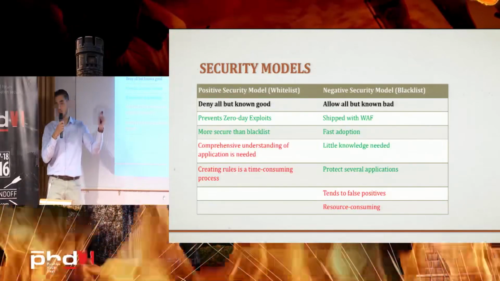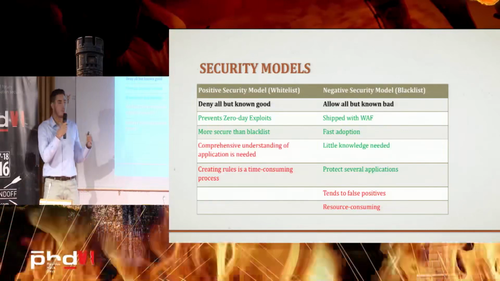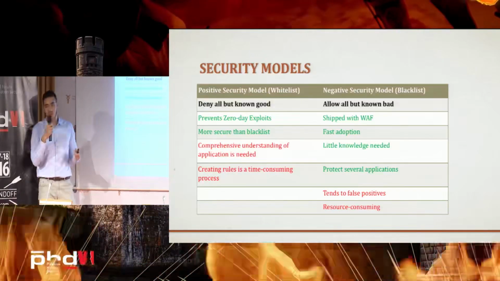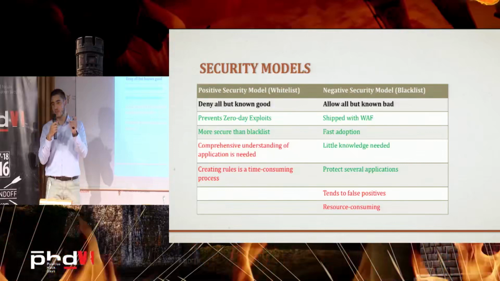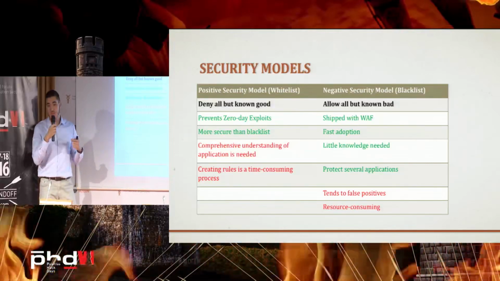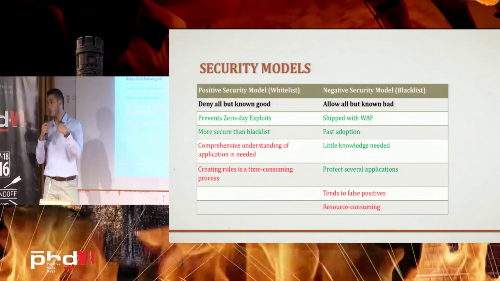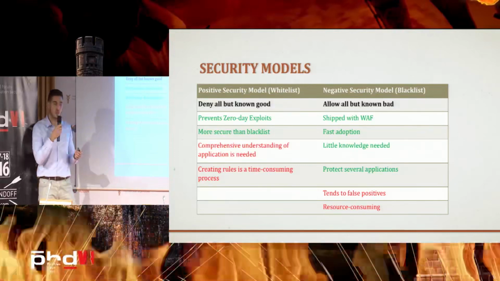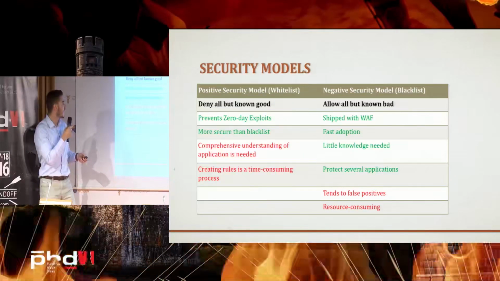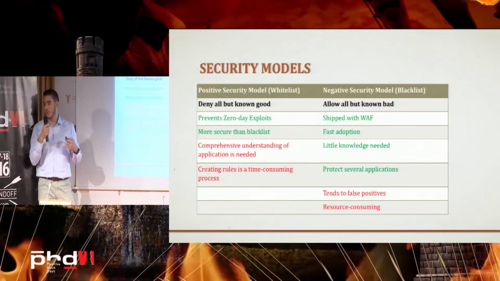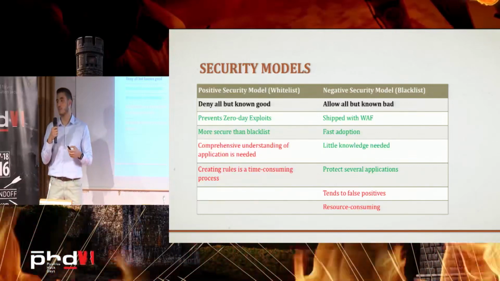So we have a list of good input, and every user input that comes to the WAF is tried to be matched with these rules. If there is a match, then the input is forwarded. And if there is no match, if there wasn't a rule that applies to it, then it is denied.